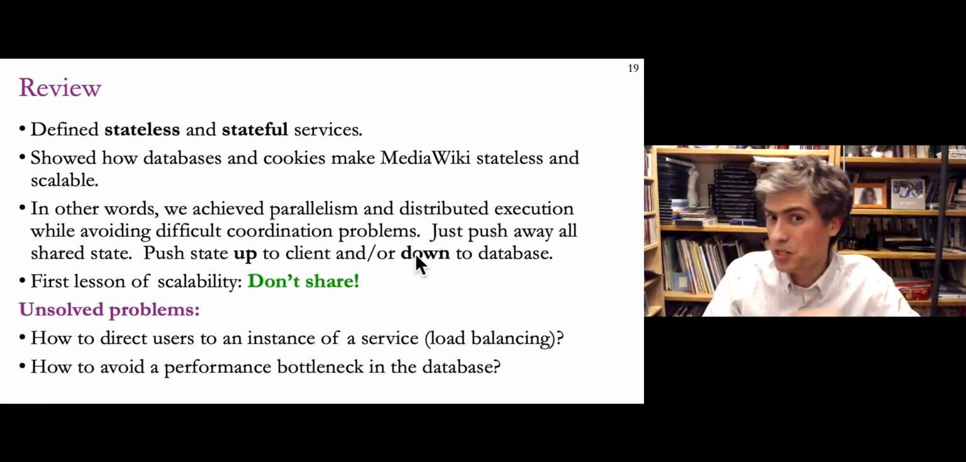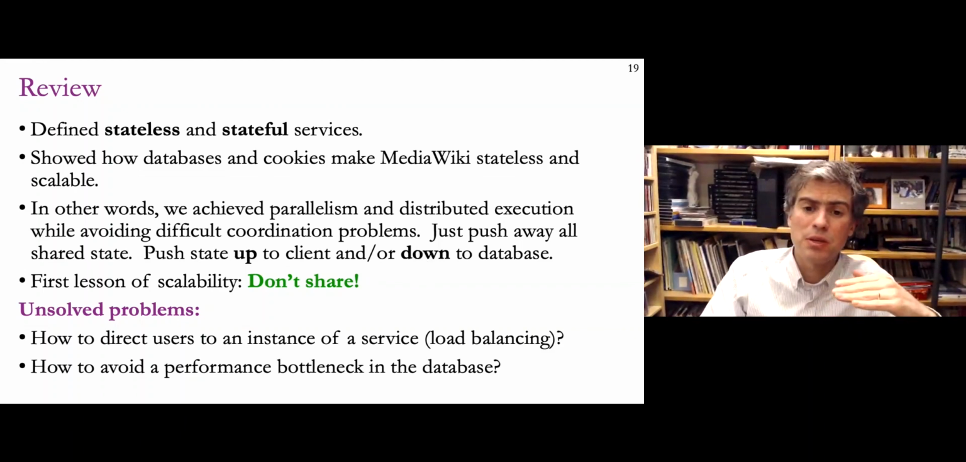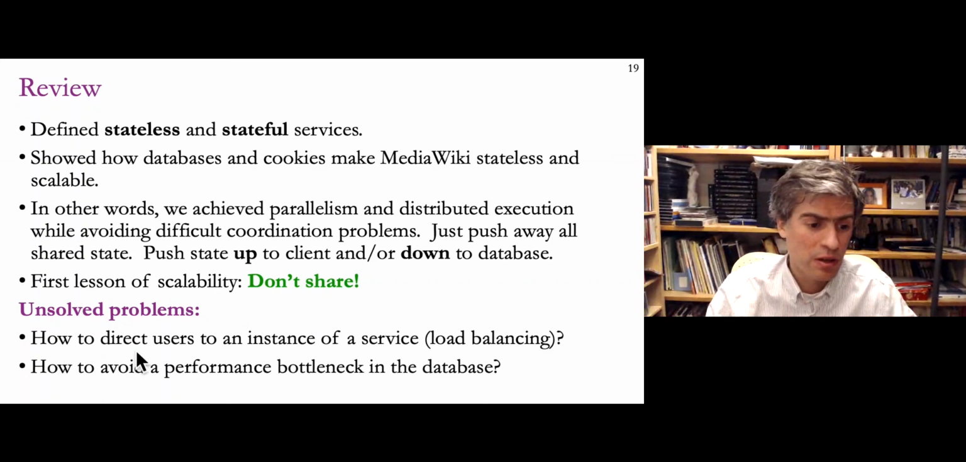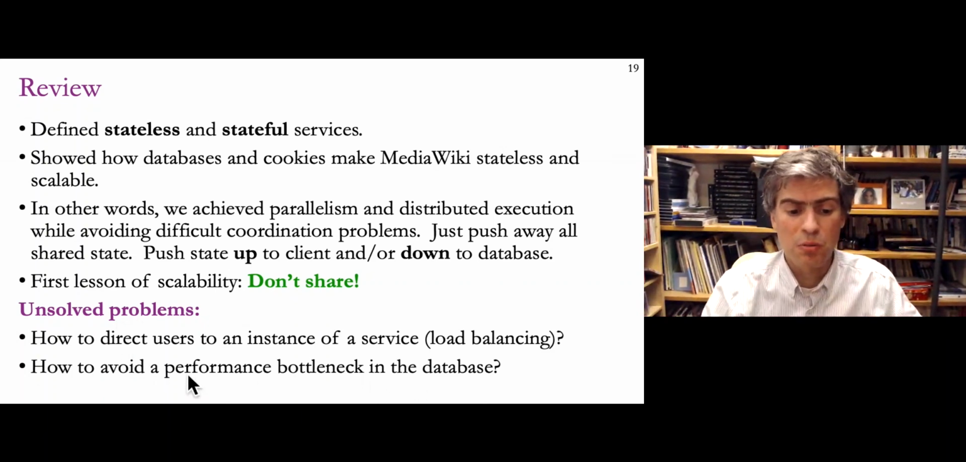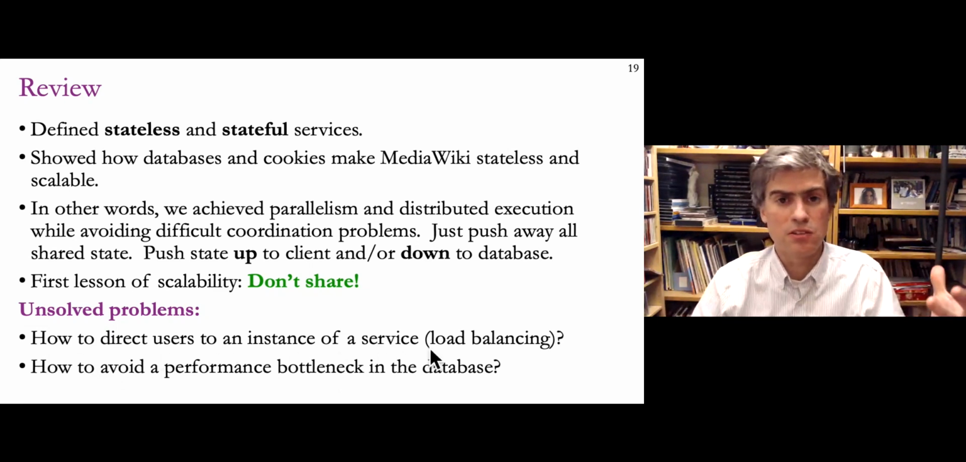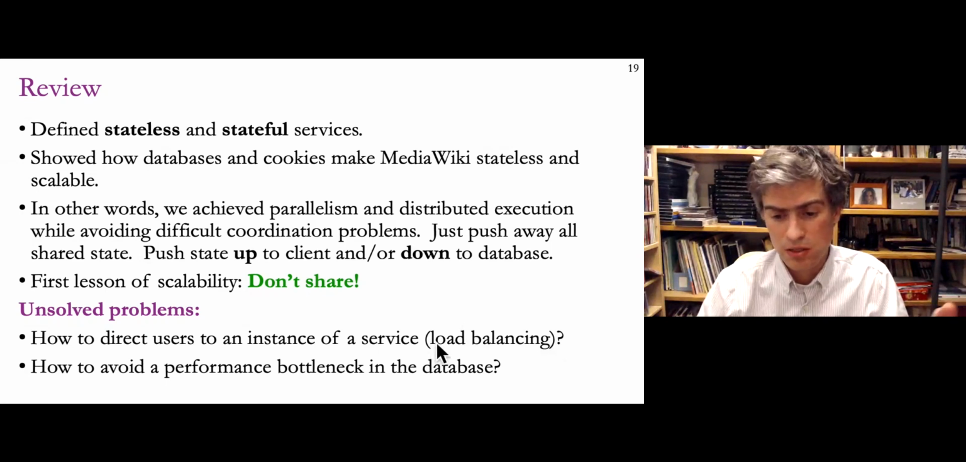Whenever we need to coordinate anything, it ends up being something that's stored in a database that everyone checks. And that creates problems we have to solve later because we now have this performance bottleneck in a database potentially. We need to figure out ways of making databases really fast and choosing the right databases. And we also need to figure out how to direct users to a particular instance if we have many instances of a service. That's called load balancing. That's not so bad. We'll talk about that. There's several ways to do it, but it's not super complicated.